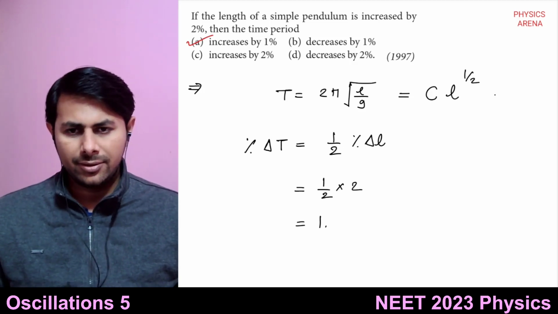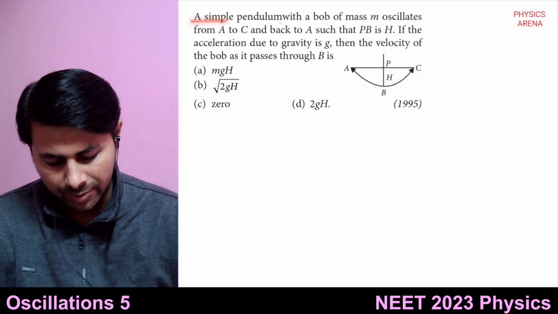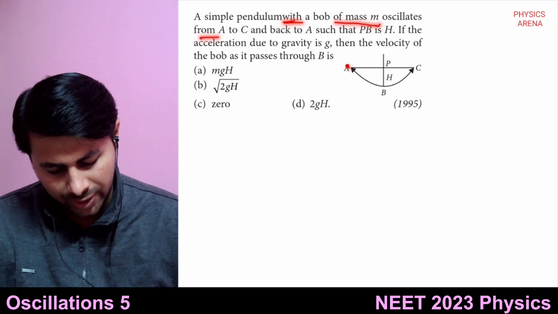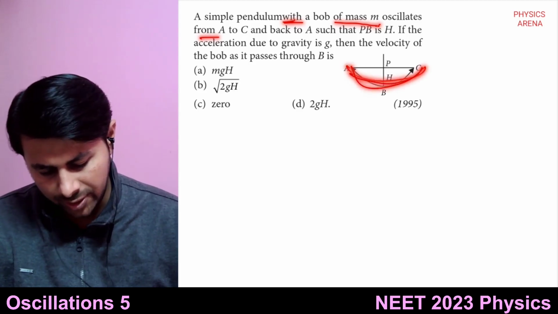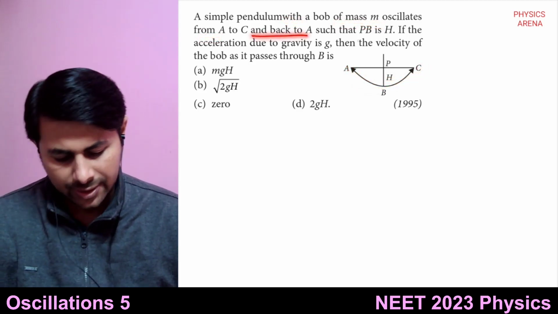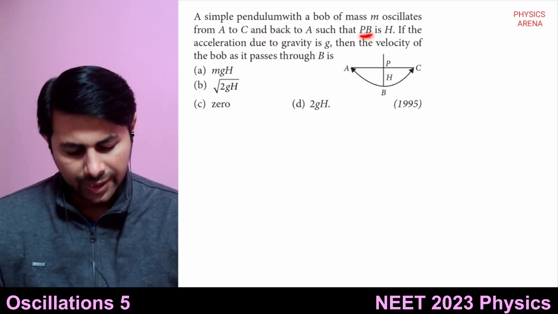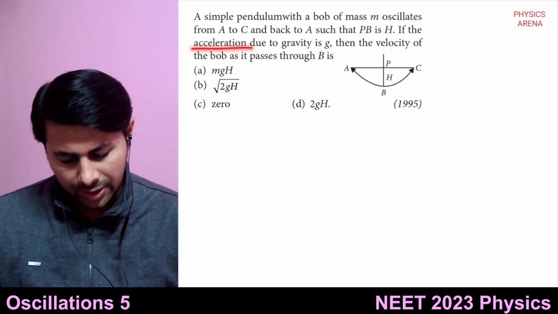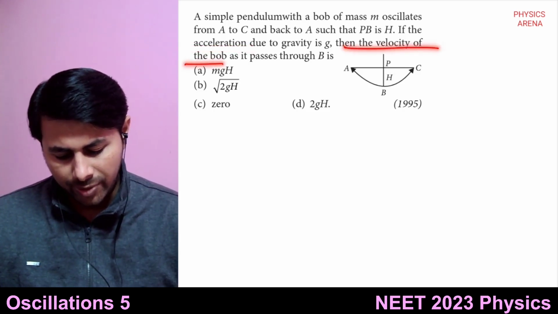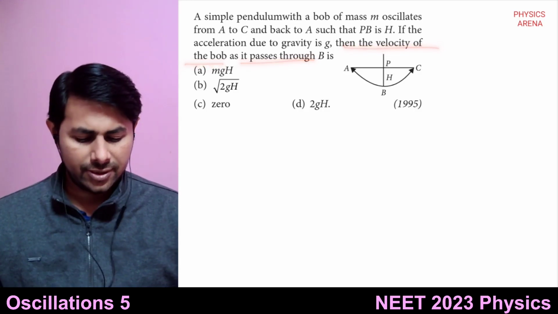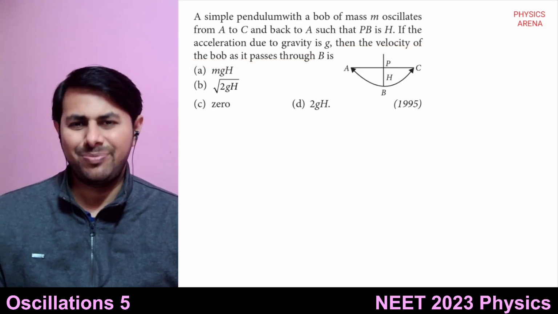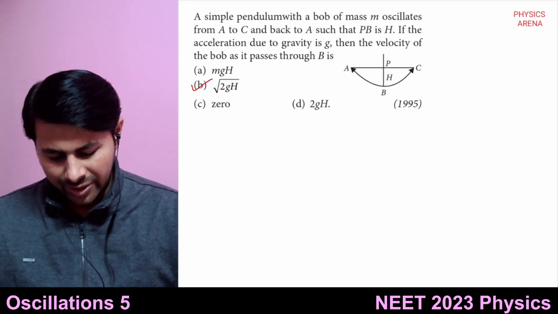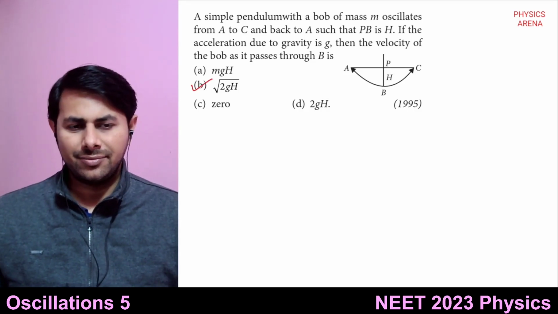It's option A. A simple pendulum with a bob of mass m oscillates from A to C. It oscillates like this from A to C and back to A, such that PB is h. This much distance is h. If acceleration due to gravity is g, then the velocity of the bob as it passes through B is? So very simple. Actually repeated. V equals square root of 2gh.